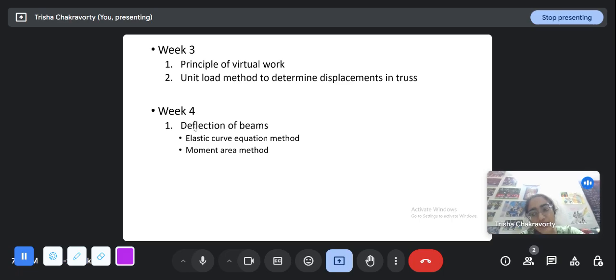The moment area method is based on the principle of the elastic curve method. I mean, the elastic curve method is the basic and the most fundamental method.